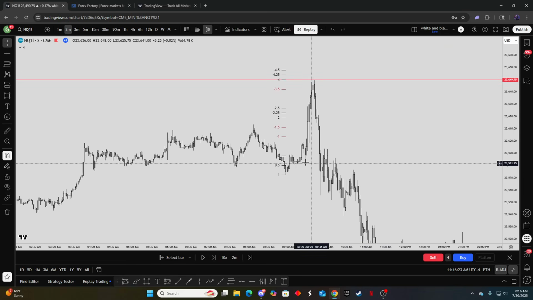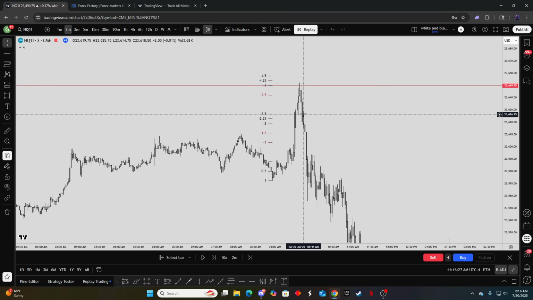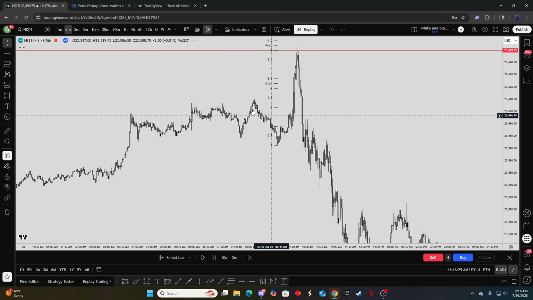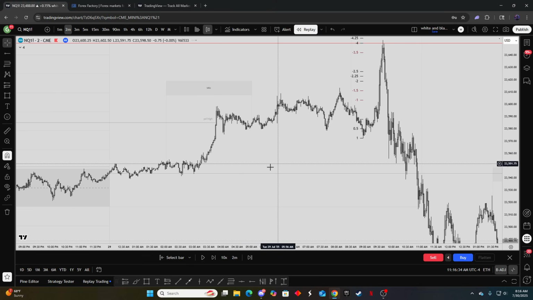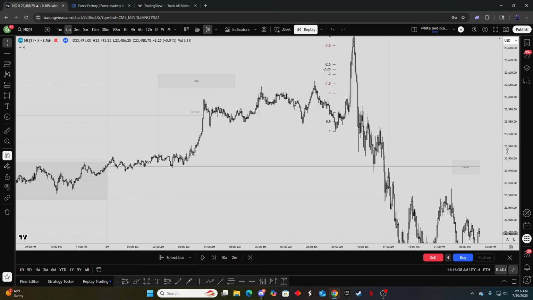Alright, I'm gonna do a little trade recap of how I got this level right here and how I took a short off of it. So coming into the market, I was pretty bearish because of PO3 basically.